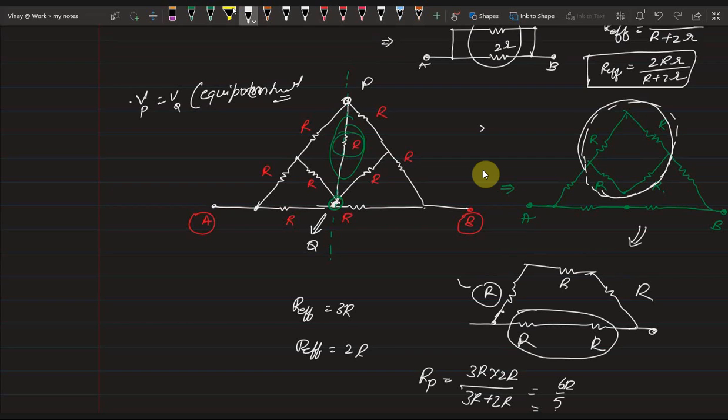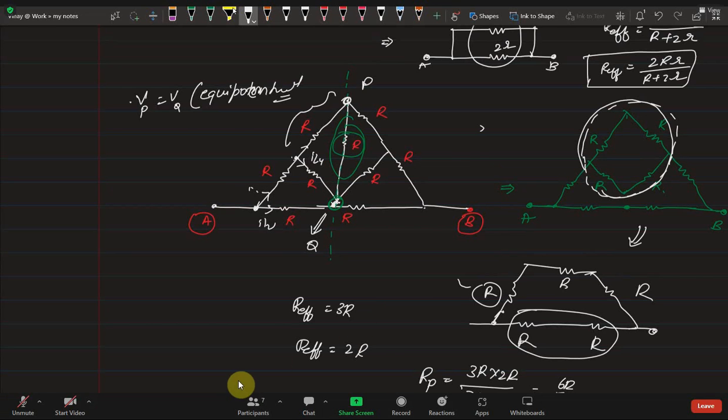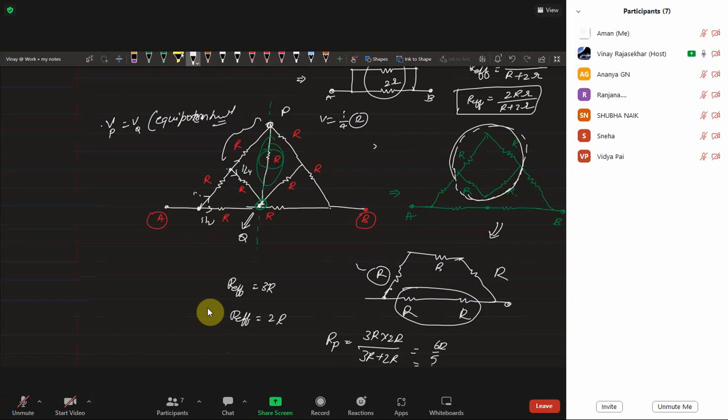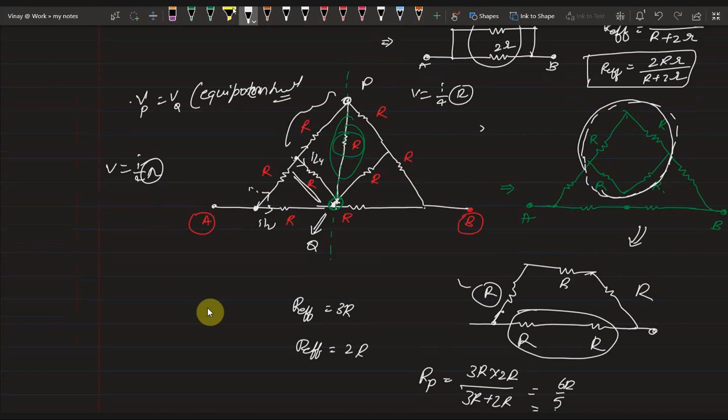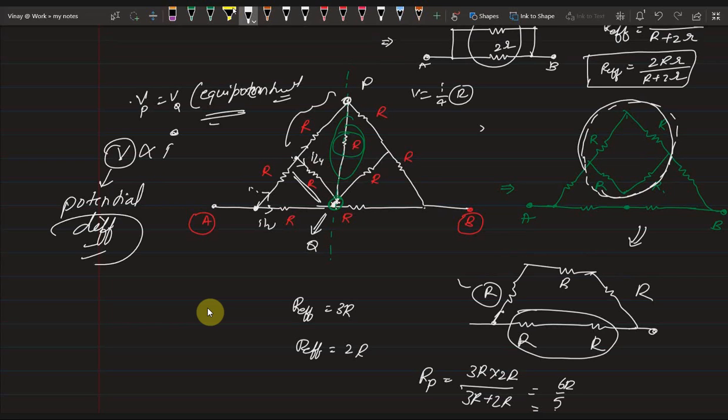Why? Because here the current divides into two parts, I by 2 and I by 2. Here the current again divides into two parts, I by 4 and I by 4. The potential drop between these two points is V equal to I by 4 into R. The potential drop between these two points is again the same, V equal to I by 4 into R. So these two points are equipotential points. If potentials are equal, then current will not flow, because according to Ohm's law, V is proportional to I. V is called the potential difference, not a potential. If both are at the same potential, then the potential difference is equal to 0.